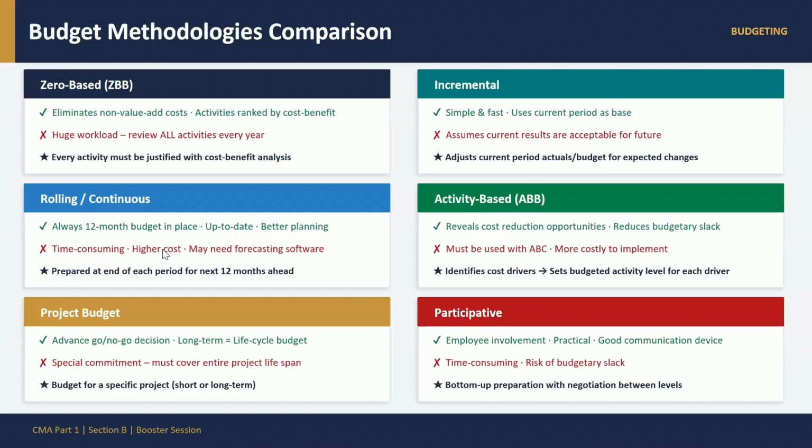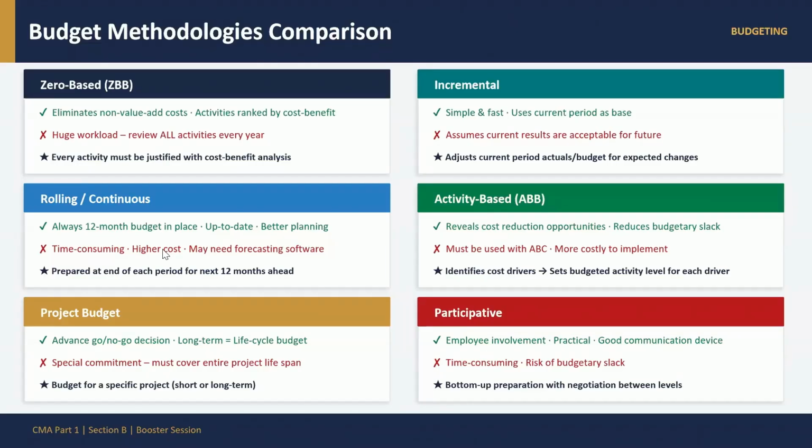So now every activity will be justified with cost benefit analysis. If only we have a benefit greater than cost, we will be choosing that activity. So more we will be moving towards efficiency. Okay, so that is ZBB. It's very accurate and very much useful, but huge workload and lot of time consumed.